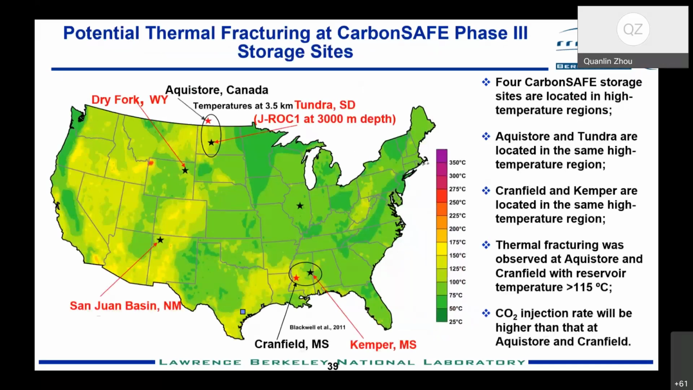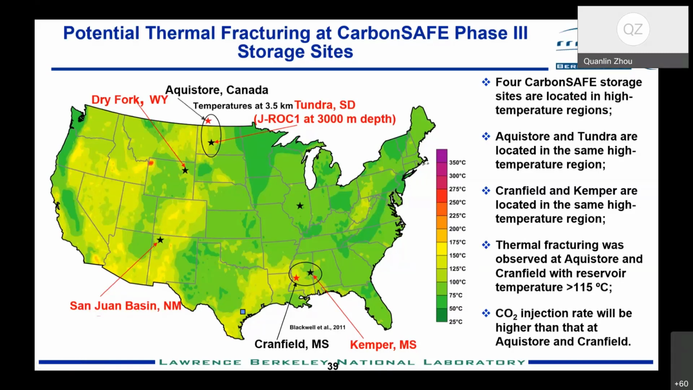I think maybe Solomon presented the location of the five Carbon-Safe Phase 3 project sites. When I put this map of temperature at depth, we can see the red: the Sandra and the Dry Fork and the San Juan Queen Basin, and also this Timber. They're all located in high temperature at depth.